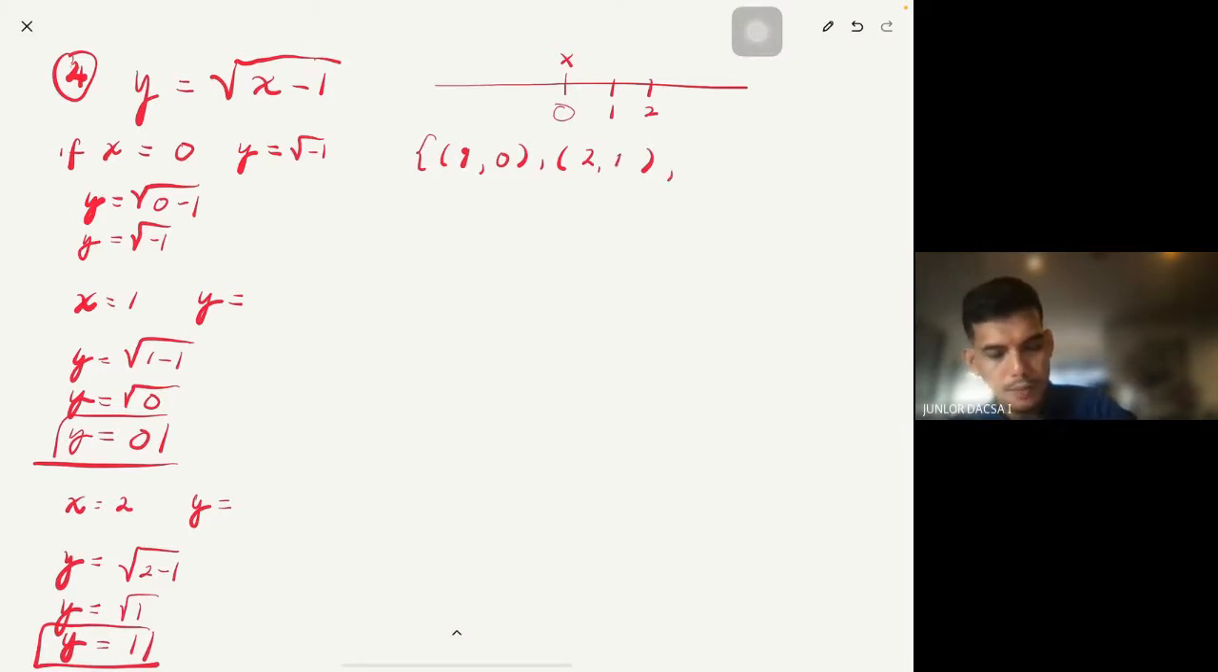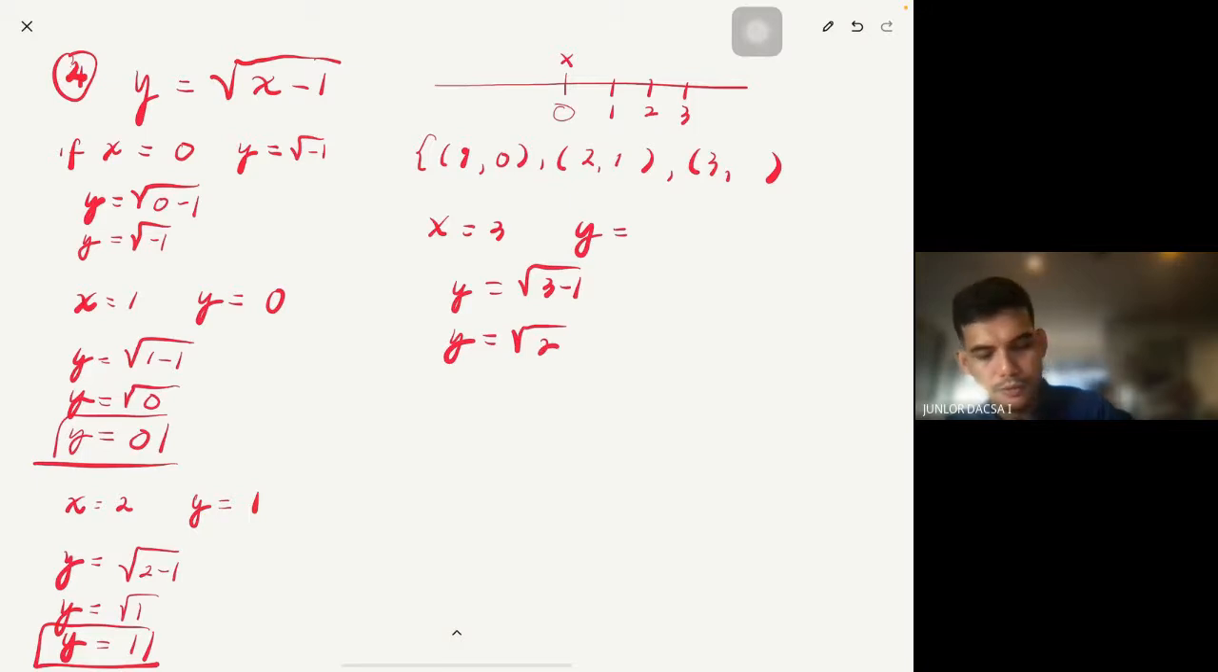Okay. Kung pipili naman tayo ng 3, yan. So, 3. So, ano naman yung value ng y? So, let us try to solve. So, if x is 3, then y is blank. So, y is equal to square root of 3 minus 1. So, y is equal to square root of 2. So, therefore, if x is 3, y is square root of 2.